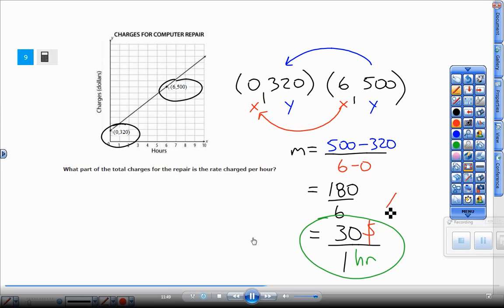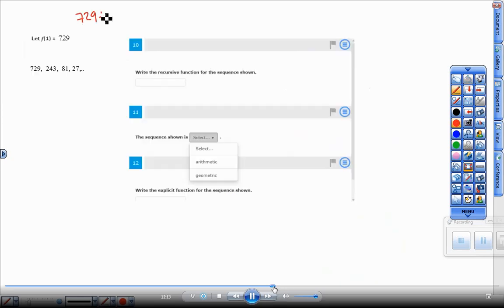Okay, problem number 10. For this one, again, this is geometric. To figure out what I'm dividing by, I took 729 divided by 243 is 3. 243 divided by 81 is 3, which means I'm dividing each one by 3. But remember, we show dividing by 3 as timesing by a third. So this times a third is dividing by 3. This times a third is dividing by 3. This times a third is dividing by 3.